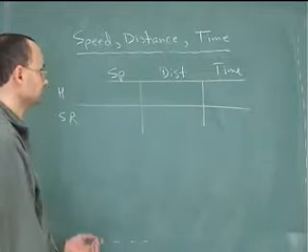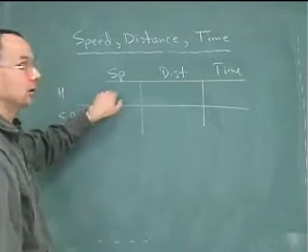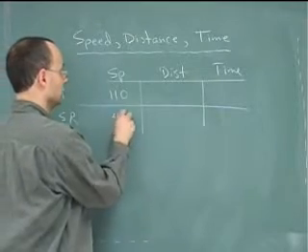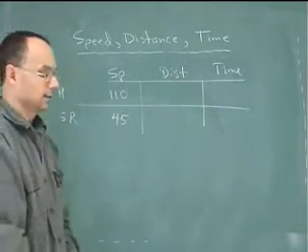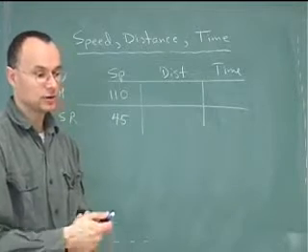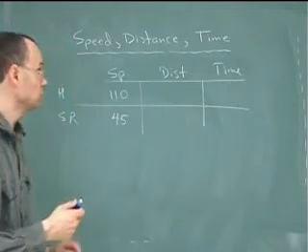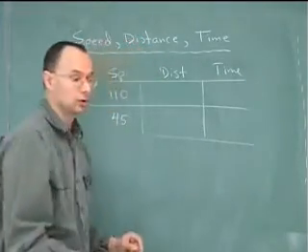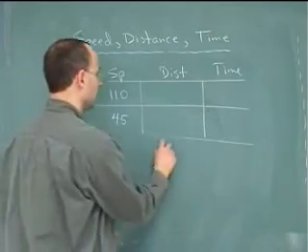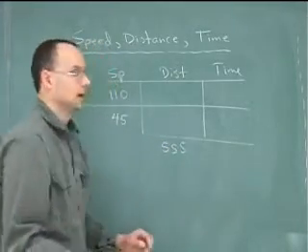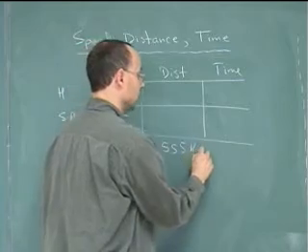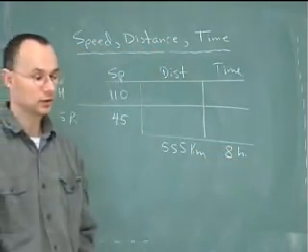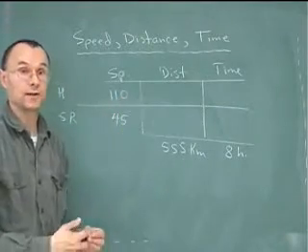We know that the speed on the highway was 110 and the speed on the side roads was 45. The distance, well, we know that the distance covered was a total, I'll put kind of a total thing on the bottom here. The total distance covered was 555 kilometers. And we know the total time needed for the trip was 8 hours. Now everything else is left empty. We don't have any information there.